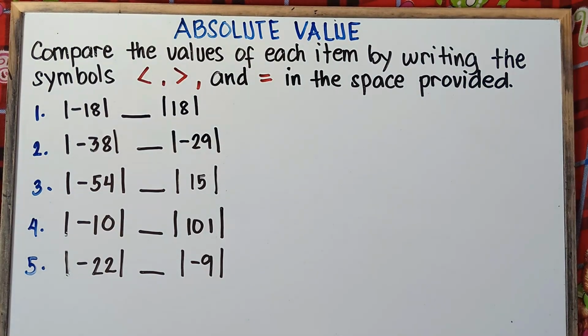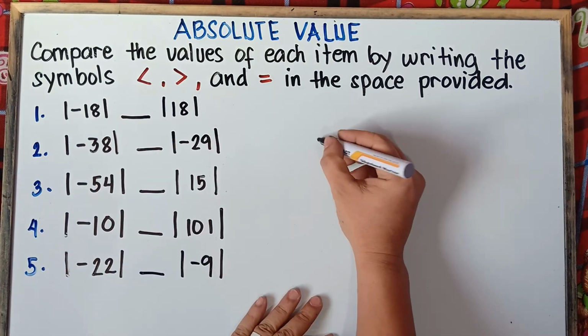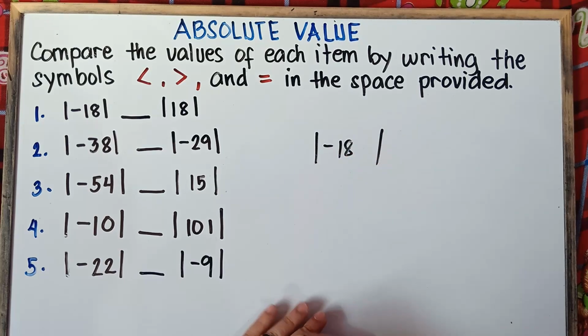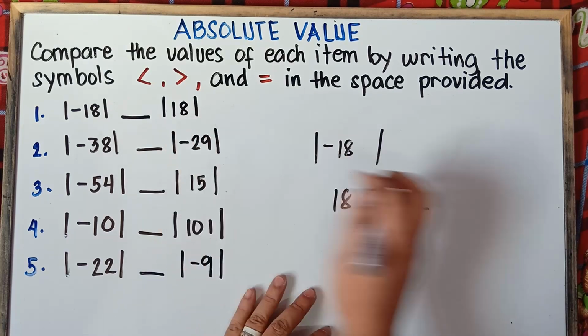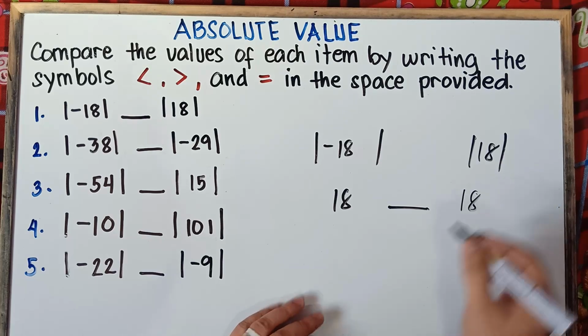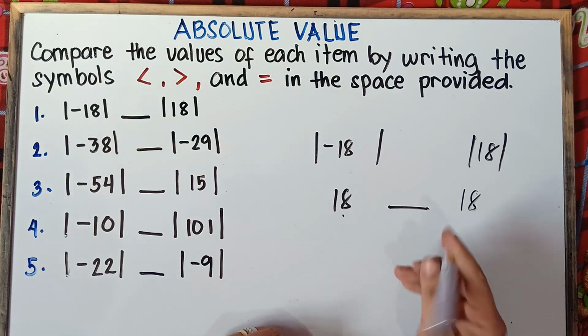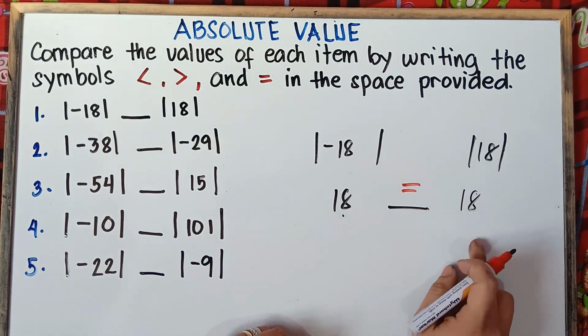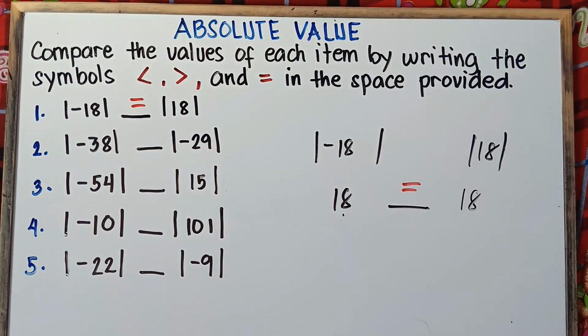Alright, so let's have example number 1. The absolute value of negative 18. Of course, that would be positive 18. Compared to the absolute value of positive 18, of course, that would also be positive 18. So therefore, 18 and 18, the answer, class, is equal. 18 is equal to 18. So the answer is equal. That's the answer for example number 1.